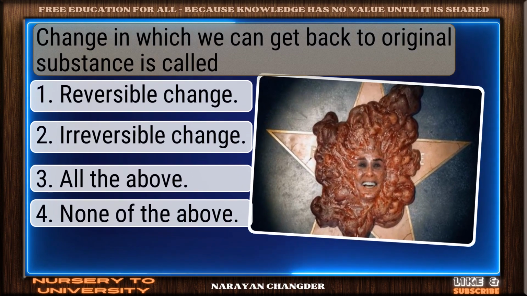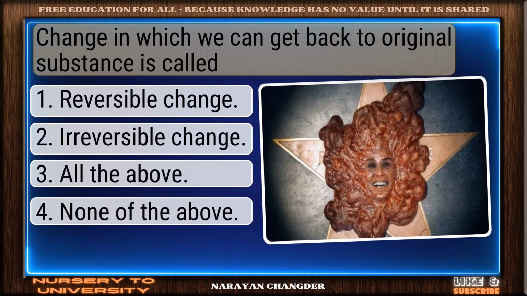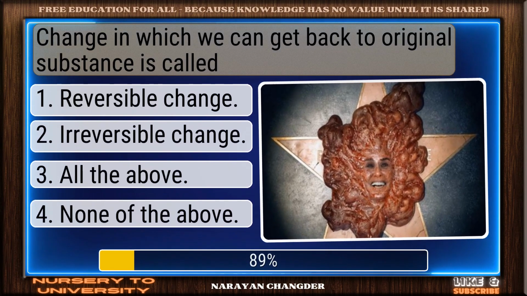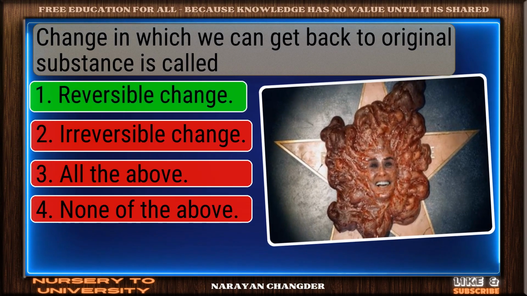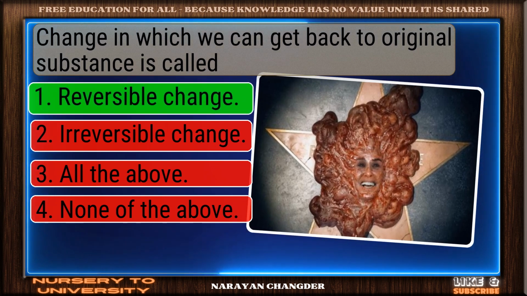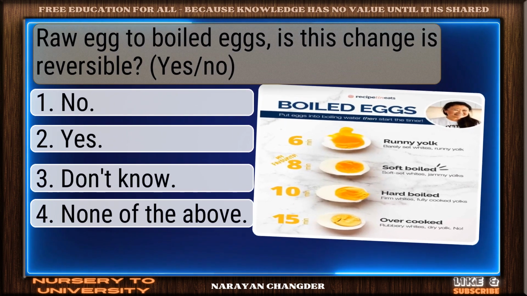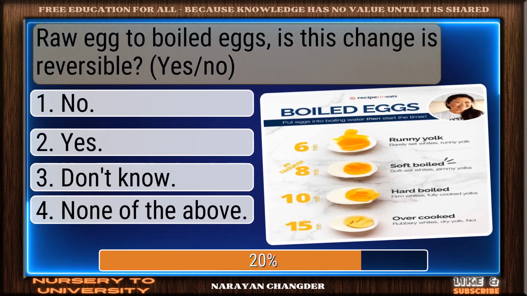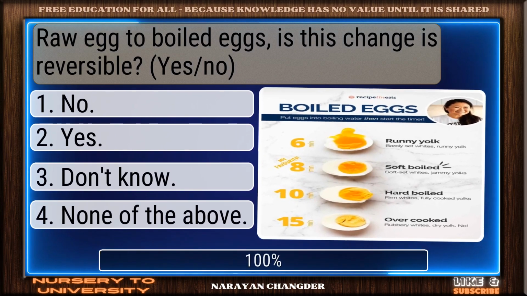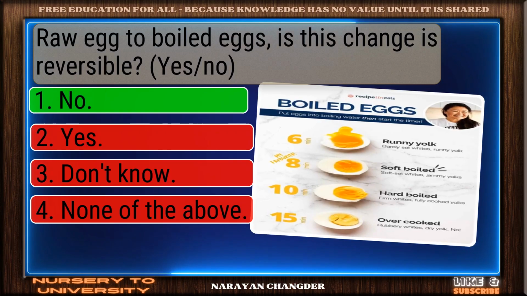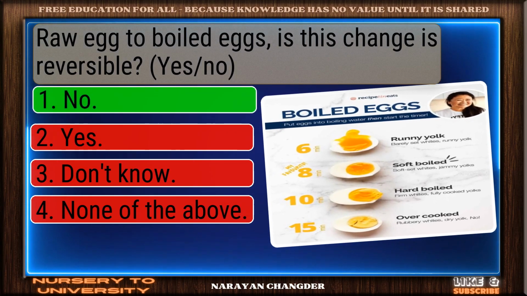Change in which we can get back to original substance is called. Right choice. Reversible change is the best answer. Raw egg to boiled eggs. Is this change reversible? Clear logic. Your choice, no, is sound and 100% true.